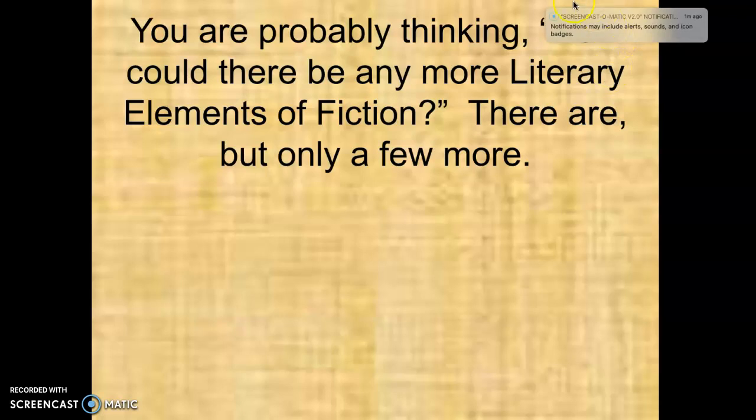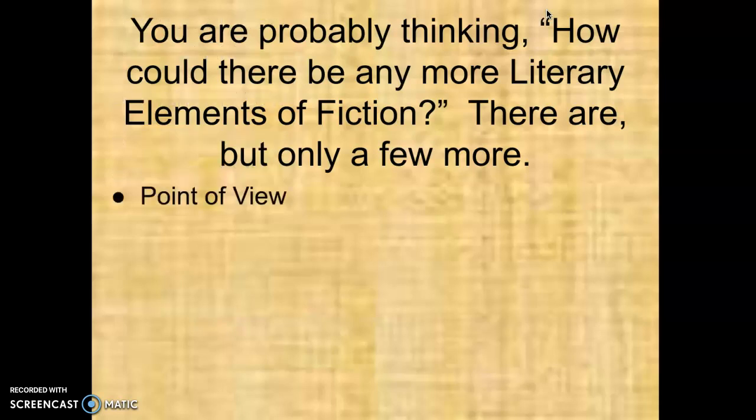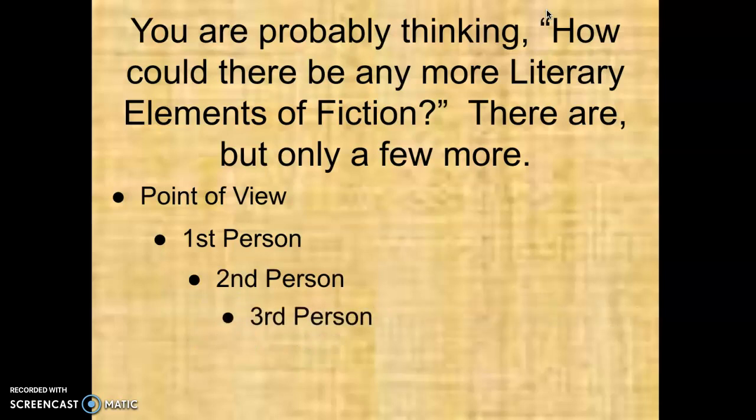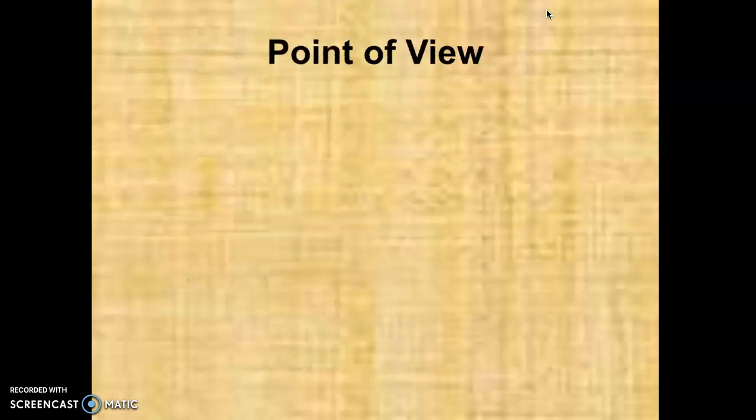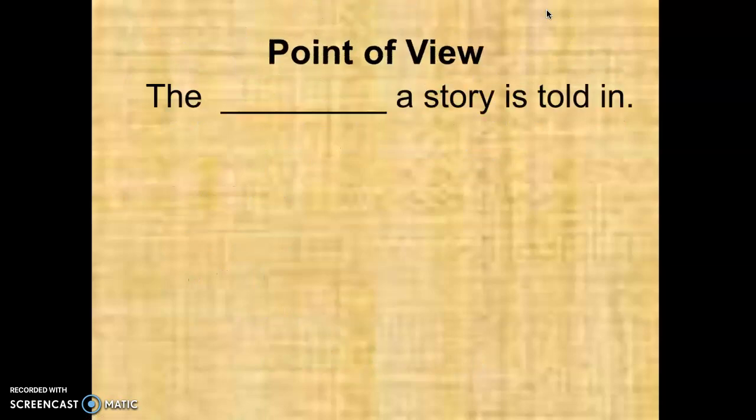So you're probably thinking, how could there be any more literary elements of fiction terms? But there are. There's only a few, though. We have point of view, first person, second person, and third person. We also have author's purpose. So let's look at point of view first.